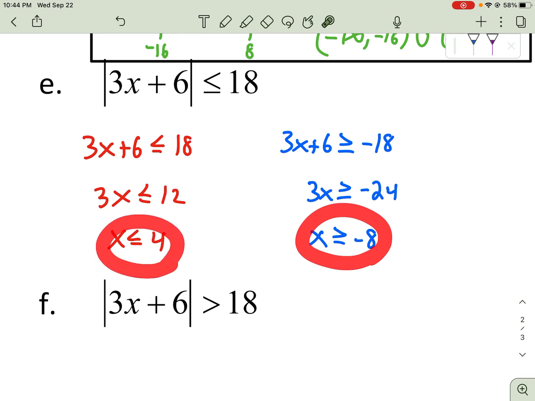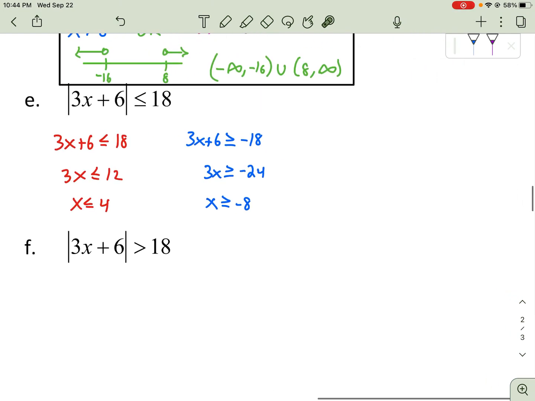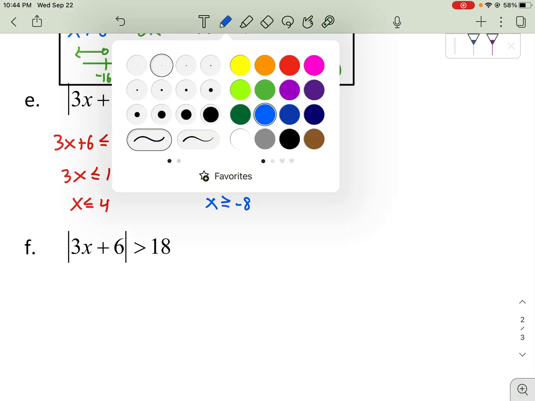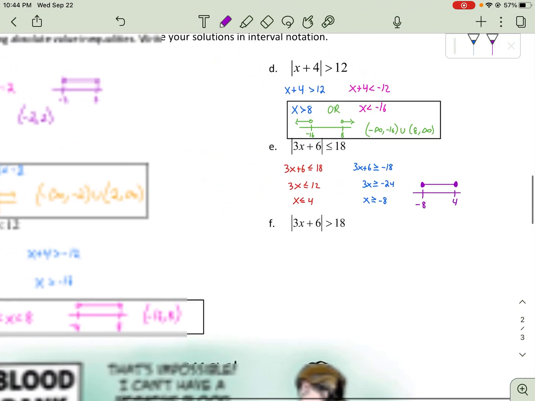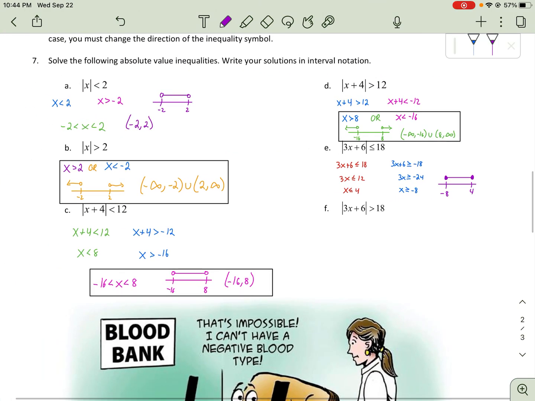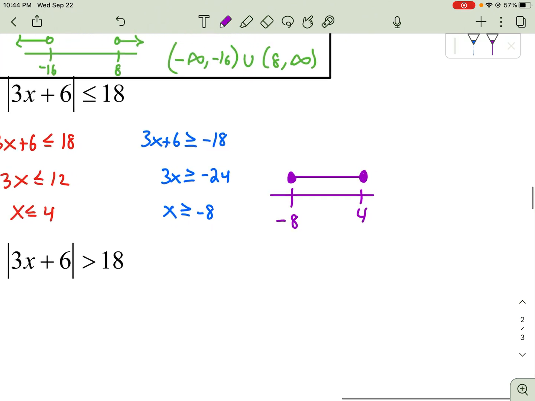Can you be greater than -8 and less than 4 at the same time? Hopefully you said yes to yourself, because you certainly can. So on a number line, we would say negative 8. X is greater than negative 8, but less than or equal to 4. These are or equal to, so these are closed circles. All the other problems did not have or equal to, so we had no closed circles.